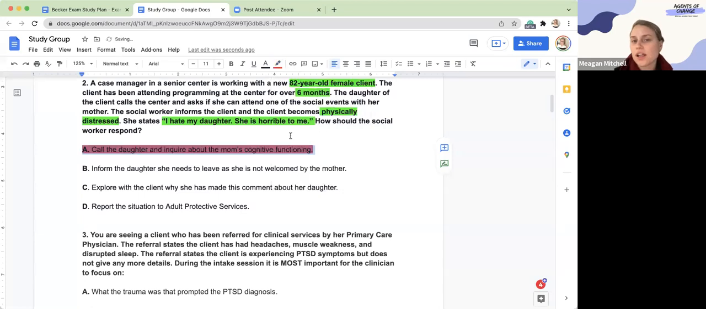We are not going to call and ask about cognitive functioning. There's nothing in the question stem that assumes cognitive functioning is an issue. That would be inappropriate. This breaks confidentiality. A is a no-no.